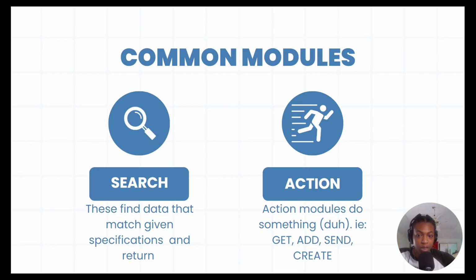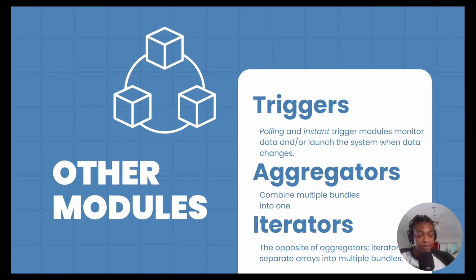There's some other type of modules that we'll get into in a later video. Those are going to be triggers, aggregators, and iterators. Triggers are always going to be at the beginning of your system. There are two types, polling and instant triggers. Essentially, they monitor services or information, and they can trigger the system when that information changes, or they can keep track of all the changes at any given time.